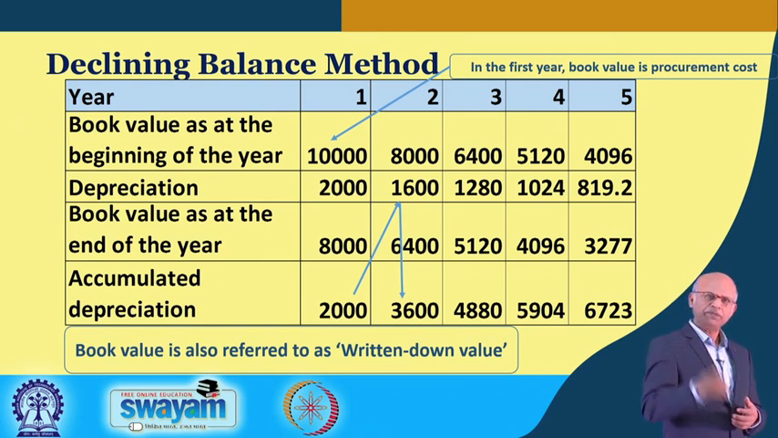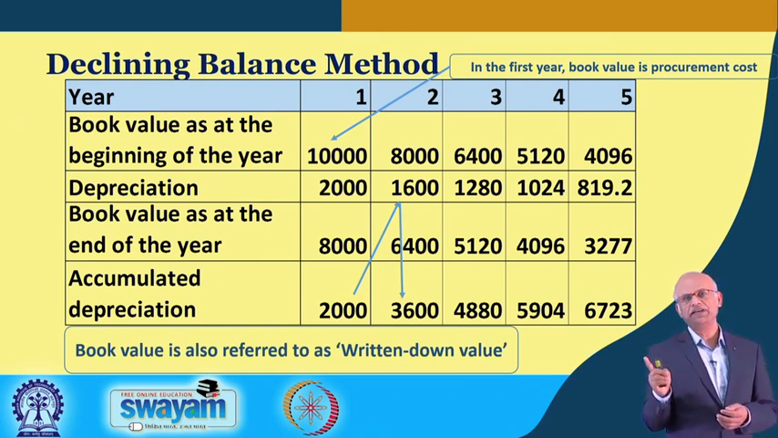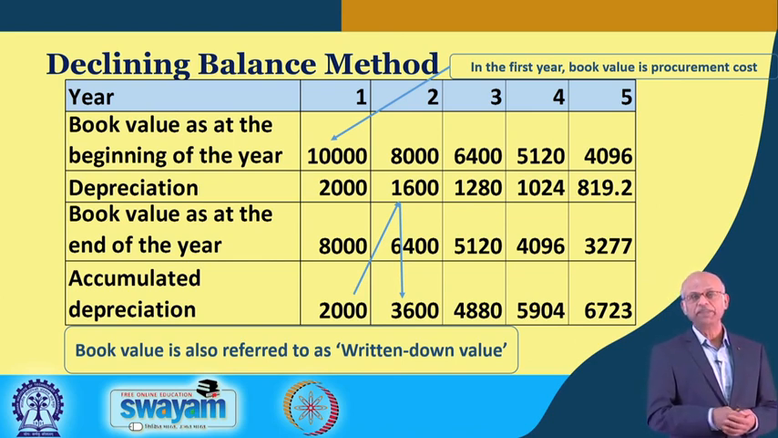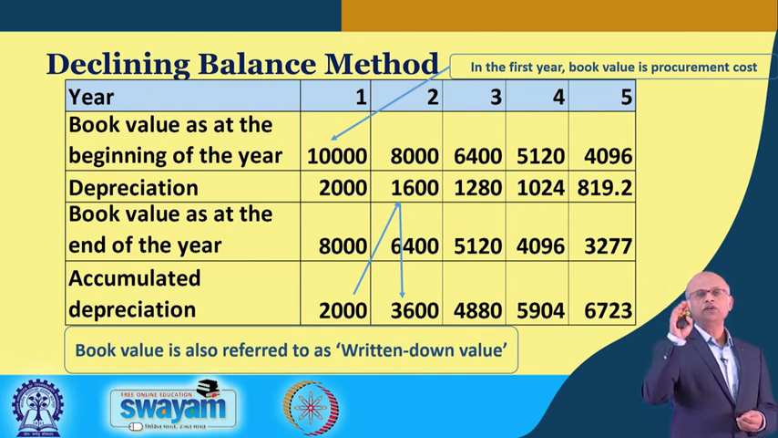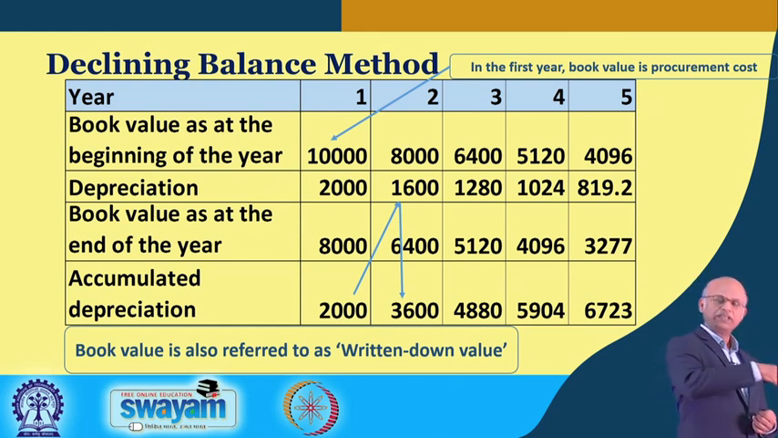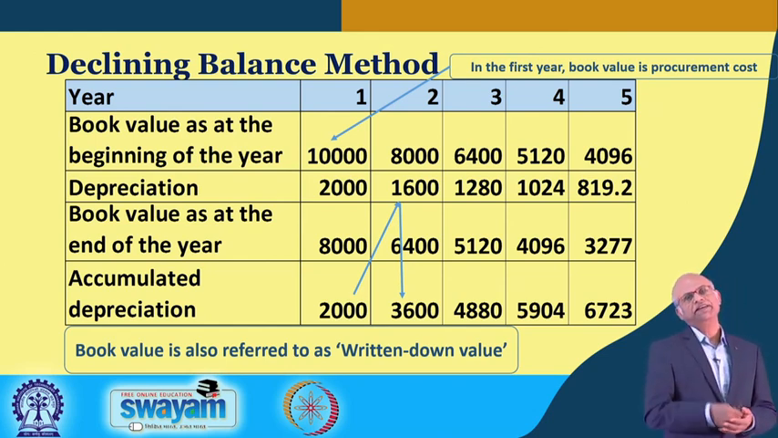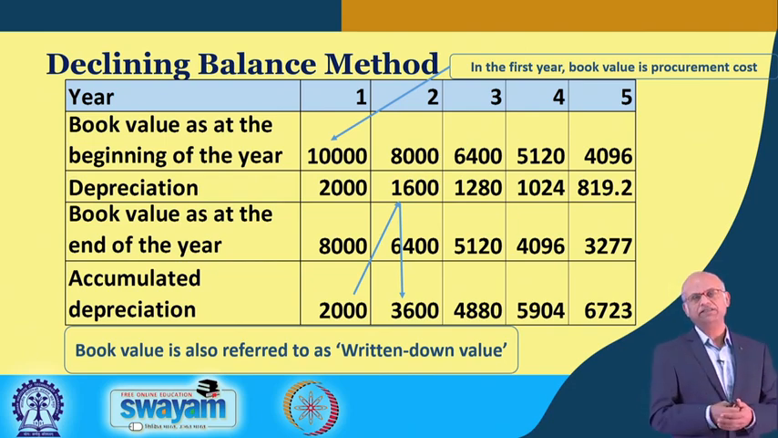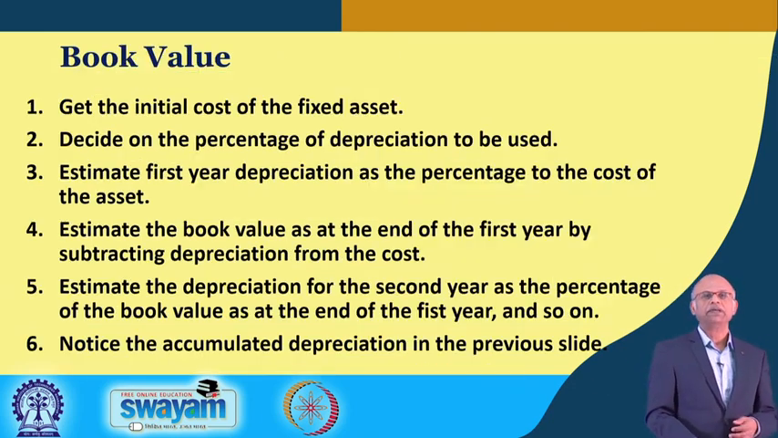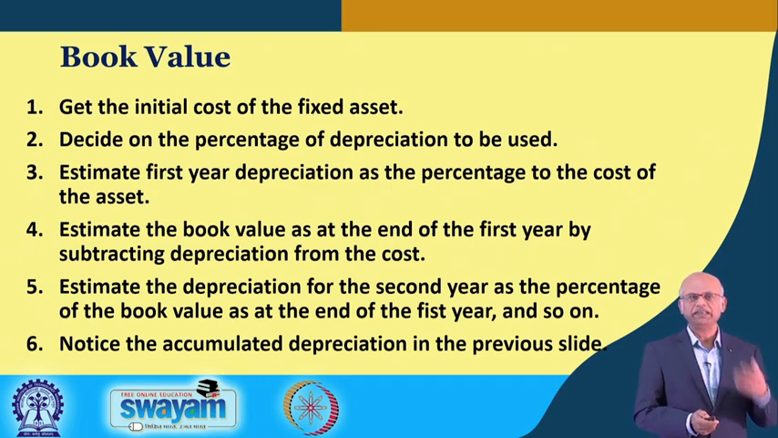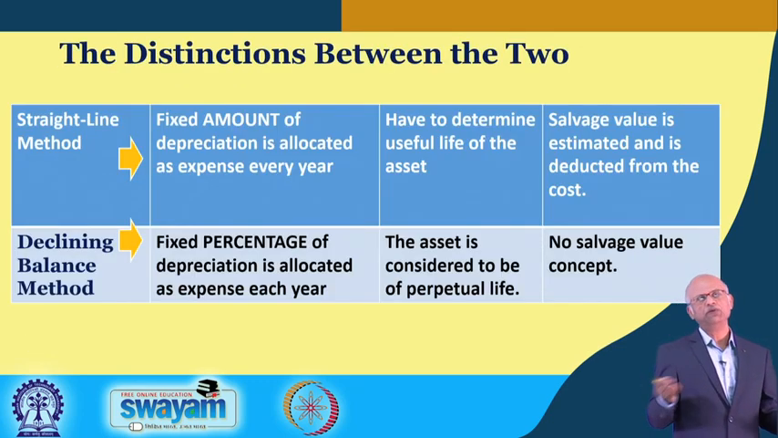Next year your opening book value of the fixed asset is 6,400, you allow 20% depreciation on that. So, depreciation is 1,280 and closing book value is 5,120. You add this 1,280 of depreciation with the accumulated depreciation of the previous year, accumulated depreciation becomes 4,880. Likewise, you move forward. Accumulated depreciation is a very important concept, and these are the steps following which you estimate depreciation and book value using declining balance method or declining value method.